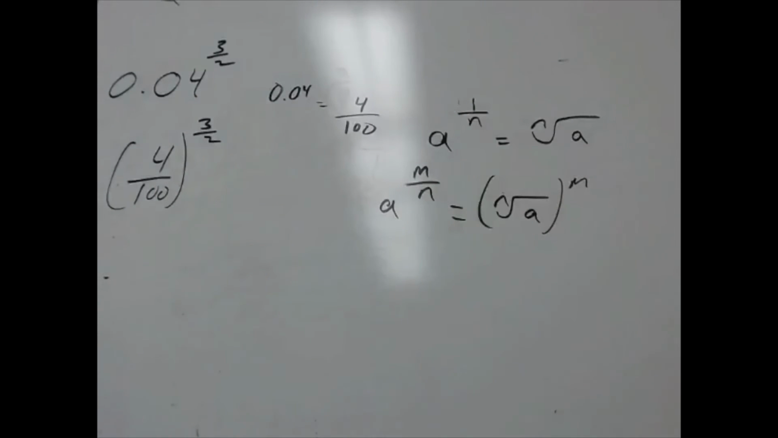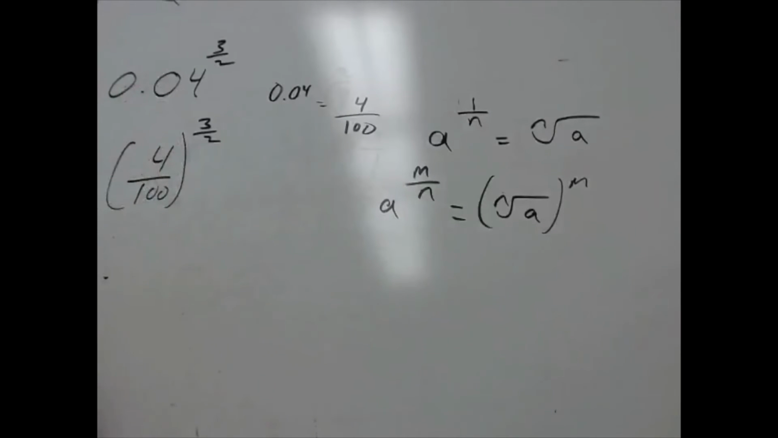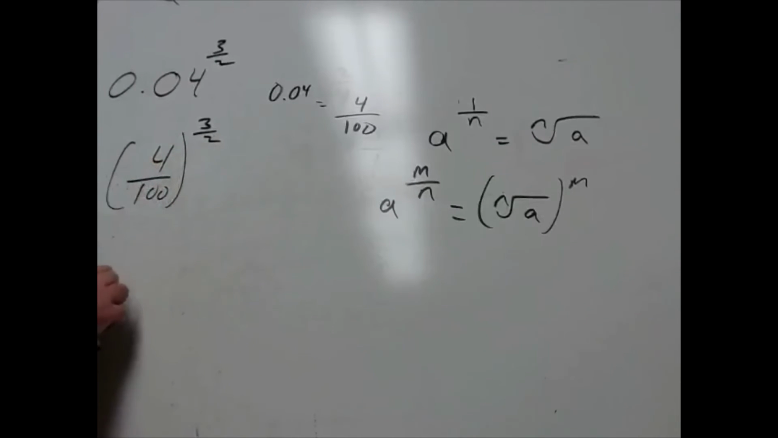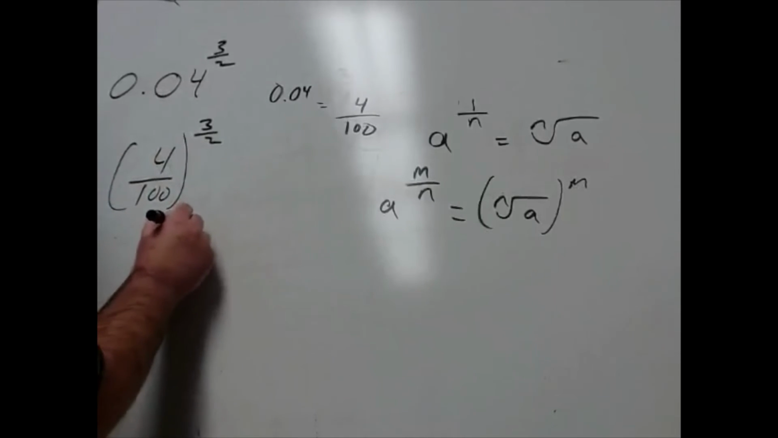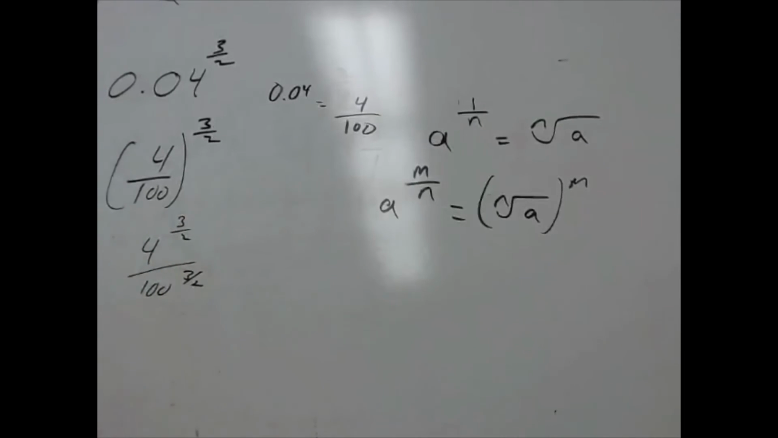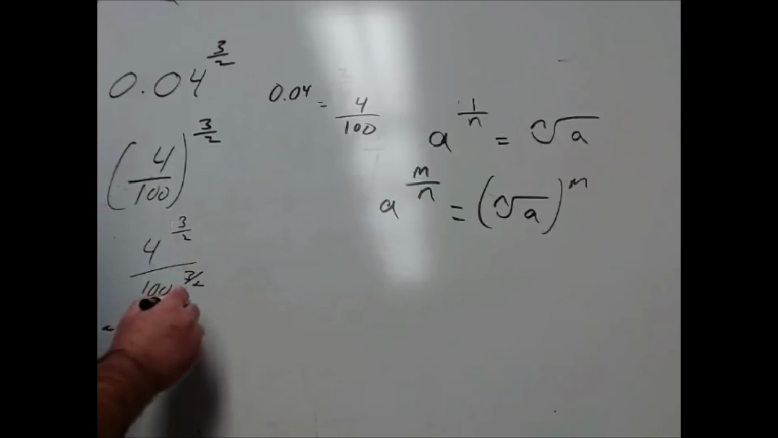And now what I'm going to do, since there's a bracket around this right here, I'm going to apply this exponent to each piece that's inside this bracket. So I'll write this as 4 to the 3 over 2 over 100 to the 3 over 2. Alright, so now let's evaluate 4 to the 3 over 2. Write that as a radical. So 4 to the 3 over 2, my denominator is 2, that makes this a square root of 4. Numerator is 3, so I'm going to cube that.